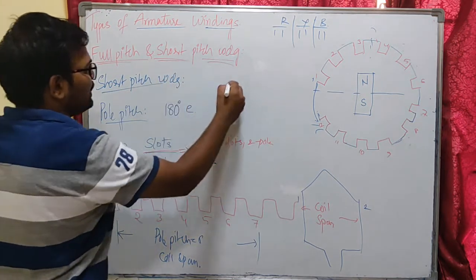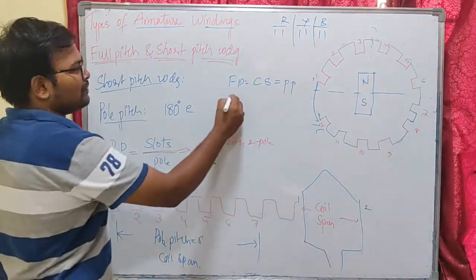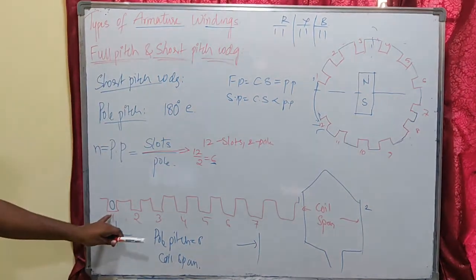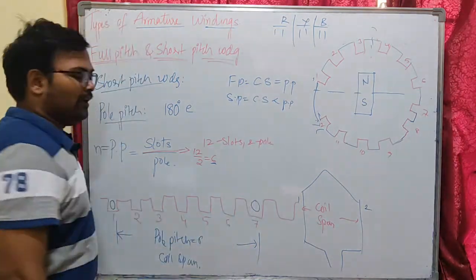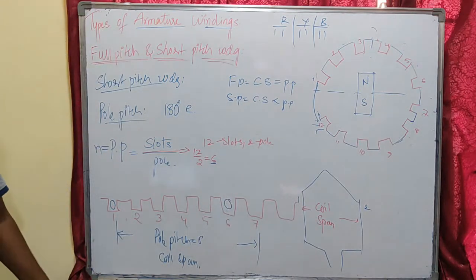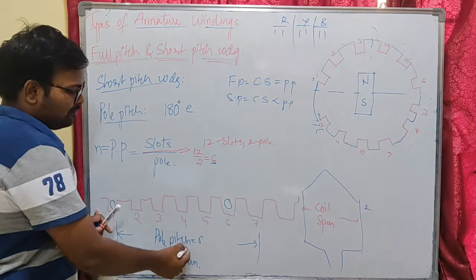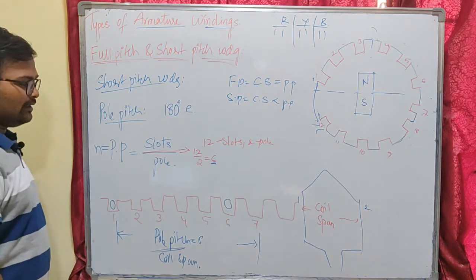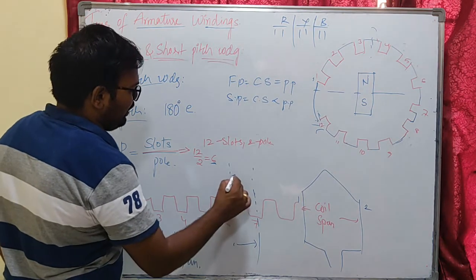Short pitch winding is nothing but, in full pitch winding we are keeping coil span equal to pole pitch. In short pitch winding we are going to keep coil span less than pole pitch. So this is the only difference. Initially we were placing the other coil side of this coil one pole pitch away from the first coil. If I reduce this placement, that means I keep one coil side in the first slot and the other coil side at a distance less than the pole pitch, the type of winding is called short pitch winding. That means I have shortened the winding by angle alpha.